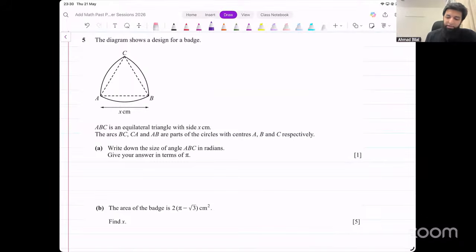Okay. The diagram shows a design for a badge. ABC is an equilateral triangle with side x centimeters. Okay, this is x, this is x, this is x. These arcs are part of a circle with center A. Okay, so these are parts of three circles. One with center B, you'll have this arc. With center A, you would have this arc. And with center C, you would have this arc.